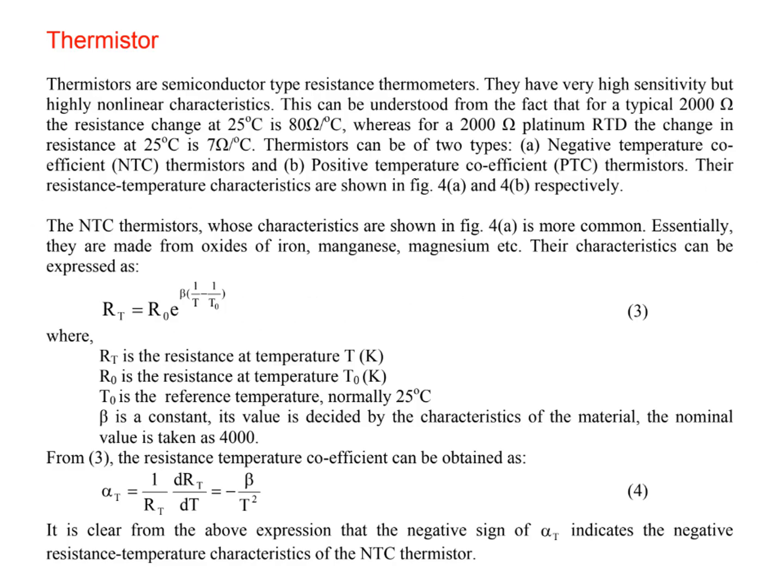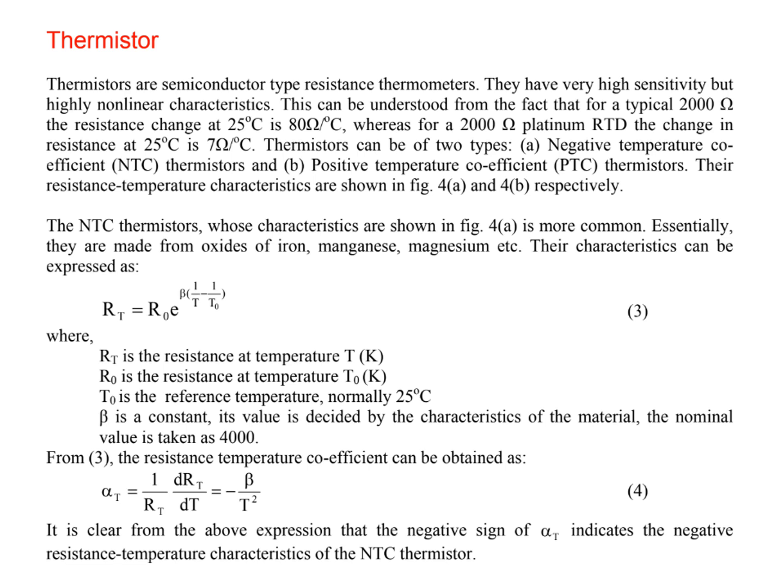The next type of nonlinearity is called the negative temperature coefficient. It is one of the characteristics behind the principle of the thermistor. The thermistor is a temperature transducer which works on the principle of negative temperature coefficient.